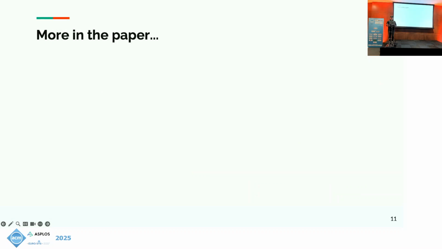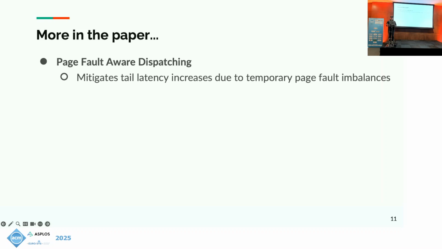In addition to UniThread, we have more features in our Adios. Here, we outline three main features. First, to deal with temporary page fault imbalances, we adopt page fault-aware dispatching. Since page faults occur randomly, some workers may have more page faults than others. Our scheduler keeps track of the number of page faults per worker and assigns more requests to workers with fewer outstanding page faults. This way, we can mitigate the increase in tail latency from page fault imbalances.